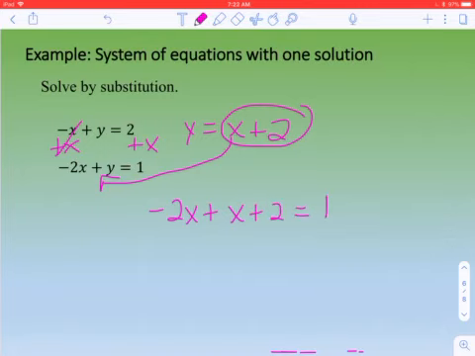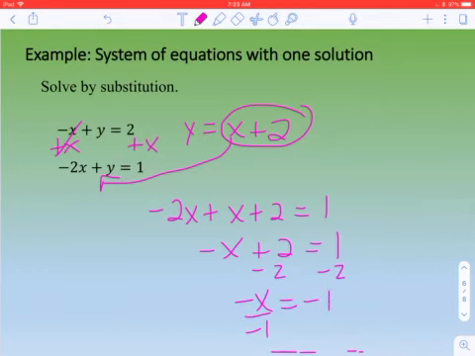So then I'm going to simplify. Negative 2x plus x is negative x, plus 2 is equal to 1. I'm going to subtract 2 from both sides of the equation. Negative x is equal to negative 1. Divide both sides by negative 1, and I'm left with x is equal to 1.